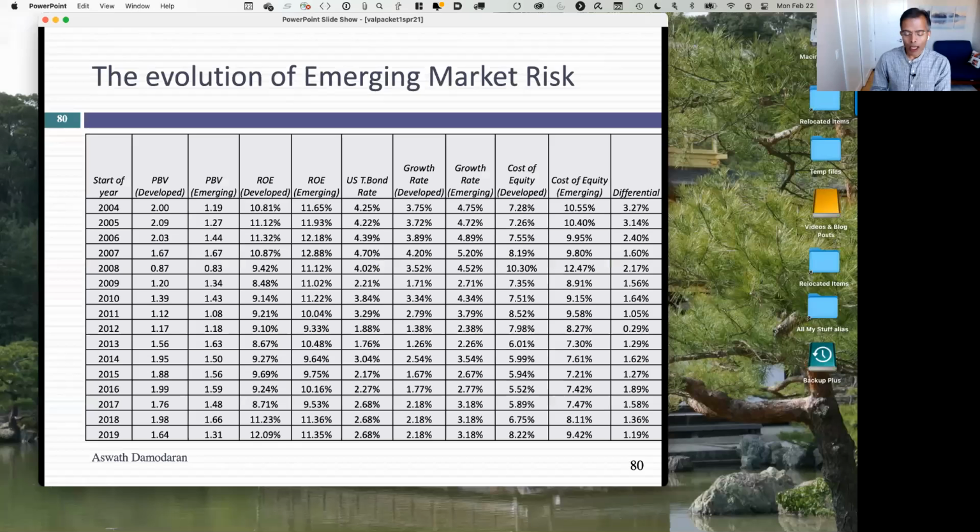Okay. Any questions on those? Okay. Final table, and then we leave equity risk premiums behind. Oh, go ahead, Jamil, your question?